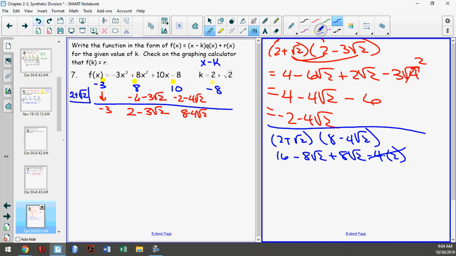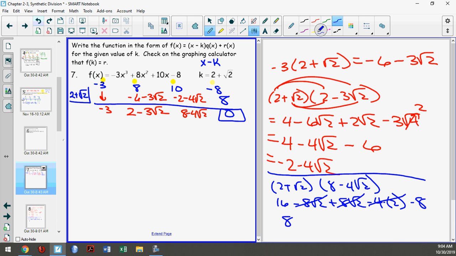This right here is going to give me a minus 8. So 16 take away 8 is going to be 8. Negative 8 and negative 8, those cancel out to just give you an 8. And that gives me 0. What does that imply? It's a root. There's no remainder. Do we understand that?